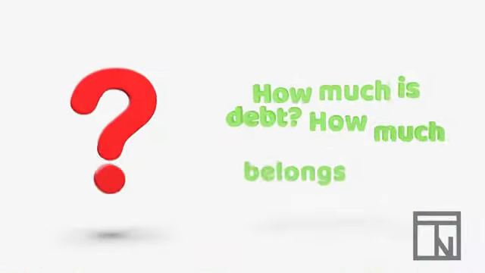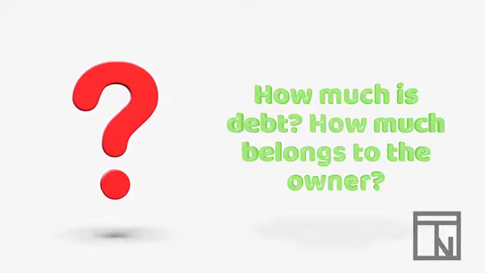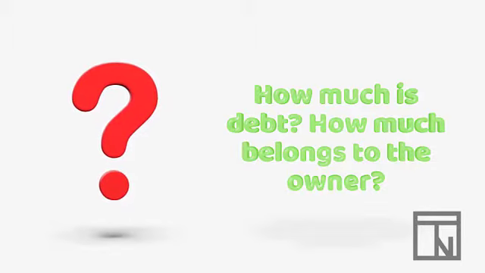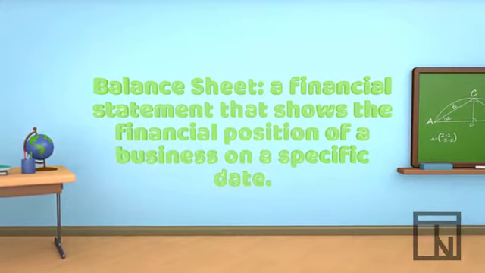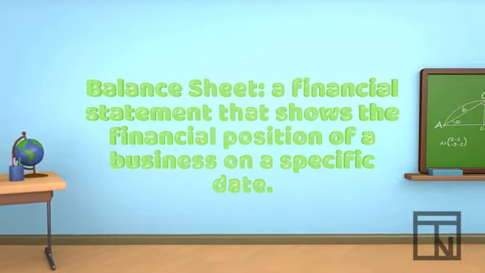A few important questions that stakeholders often have about a business is how much of the business is funded using debt and how much of the business belongs to the owners. The answers to both of these questions can be found by looking at the accounting equation. Most businesses are required to report their accounting equation to stakeholders on a special financial report called a balance sheet.